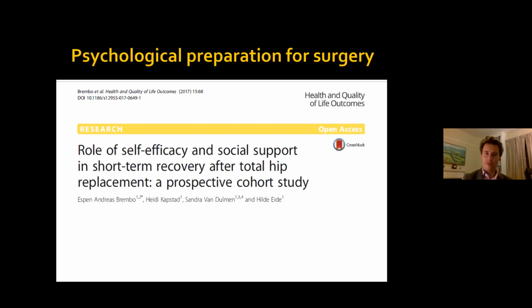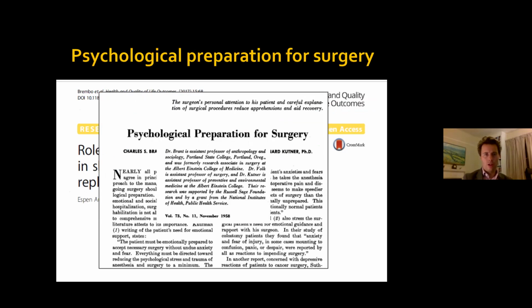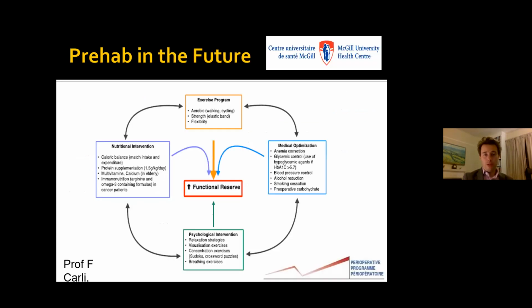And that's before we've even contemplated the murky web of psychological preparation for surgery, which again is an emerging feature and probably an important part of enhanced recovery and prehab of the future. So prehab in the future probably looks more like this, a multimodal system whereby there is exercise, there is nutrition, there is psychological intervention, but there's also medical optimization of things that can be optimized, such as cardiac, respiratory disease, anemia, glycemic control, blood pressure, smoking, and so forth.